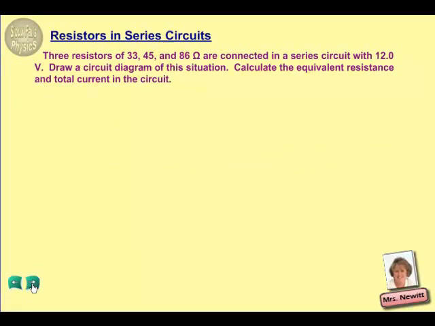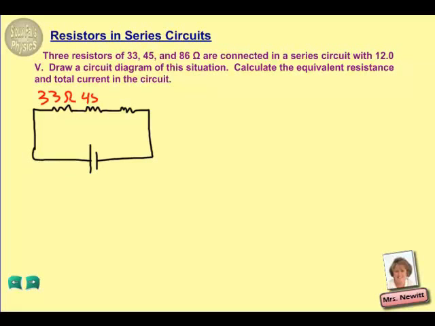First thing we want to do is draw our circuit diagram, and notice that since they are in series, series indicates that the 3 resistors then are all in a line. So we would start with 1, continue through the second, continue through the third. Our labels for those, we have 33, 45, and 86 ohms connected to 12 volts.